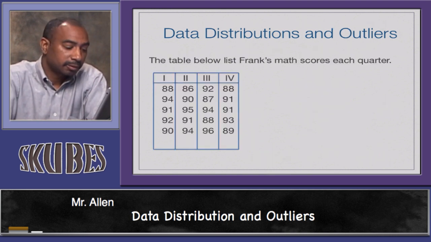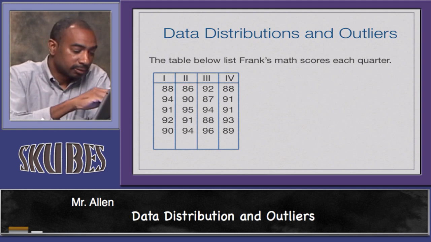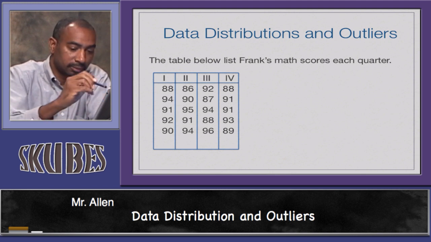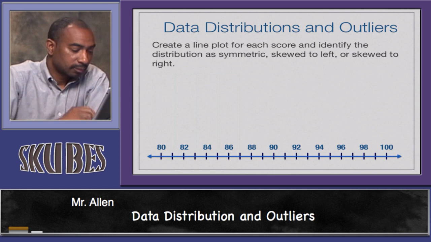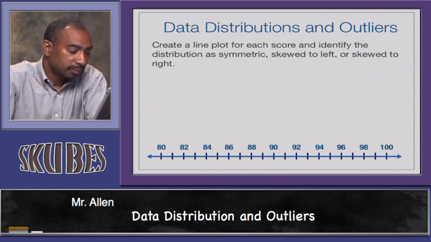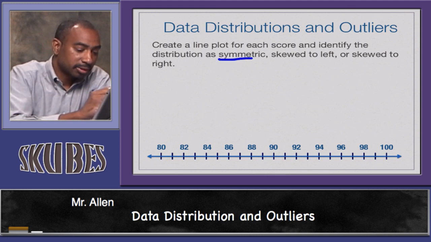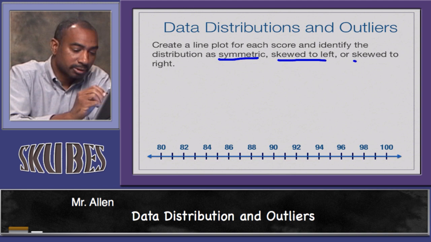All right, the table below lists Frank's math scores in each quarter. So in the first quarter, he scored an 88, then a 94, 91, 92, and I'm assuming this is out of 100, and so on. Now, if we want to create a line plot for each score, identify the distribution as either symmetric, skewed to the left, or skewed to the right.